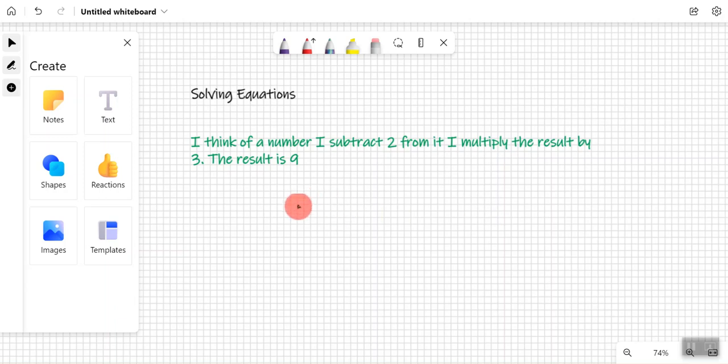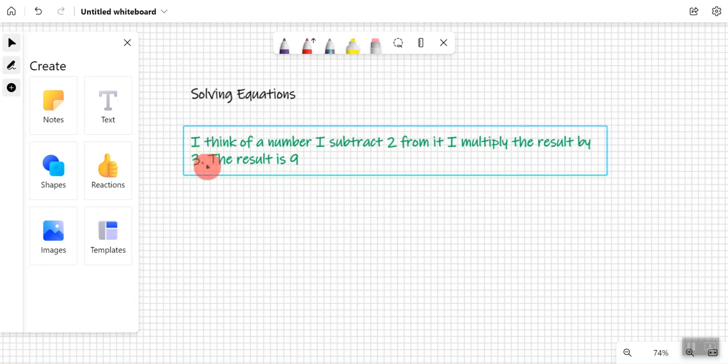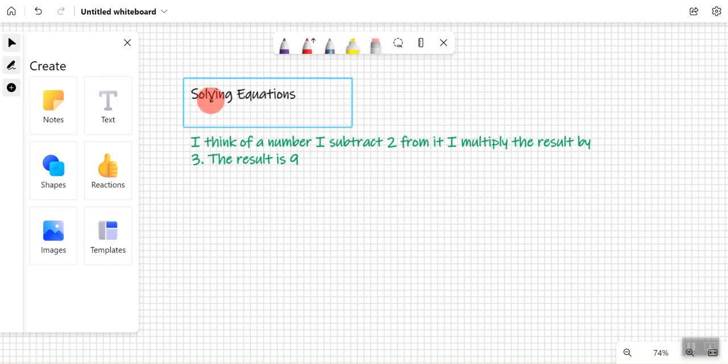So in this lesson, we're going to look at how to take a word problem and turn that into an algebra equation. And then we're going to look at how to solve the equation, or solving equations, using what's known as the balancing method.